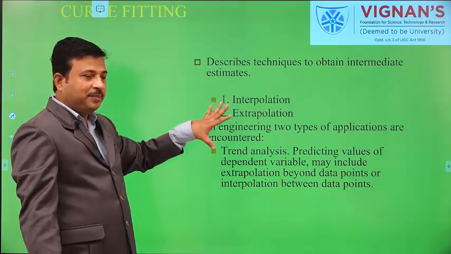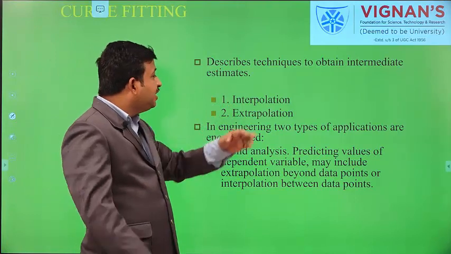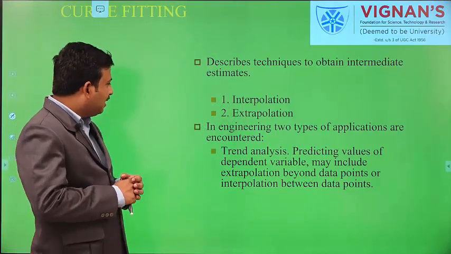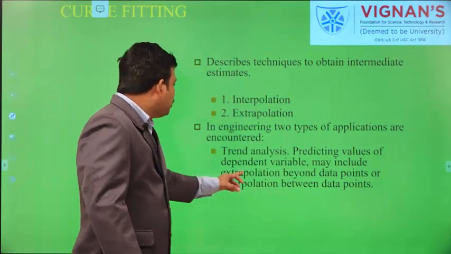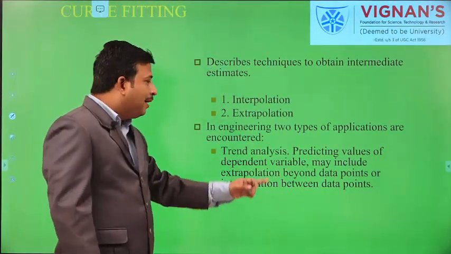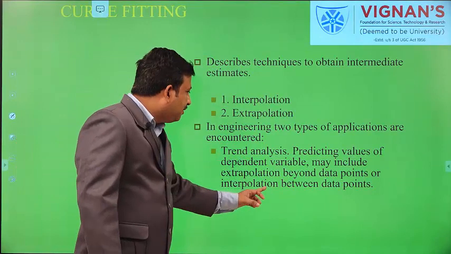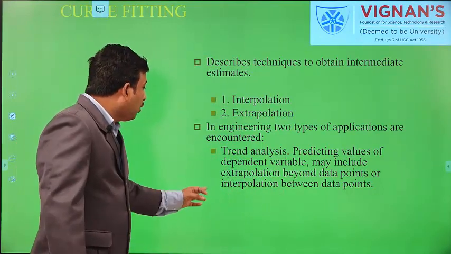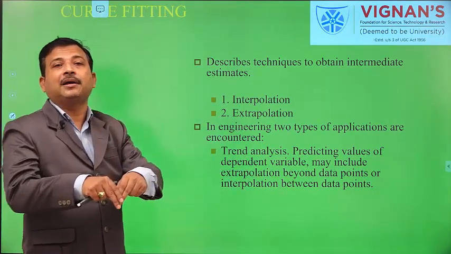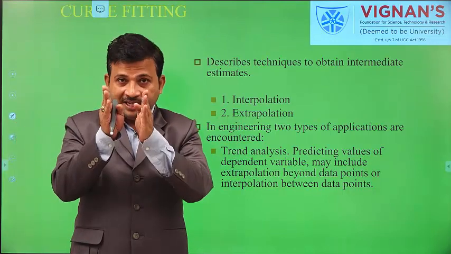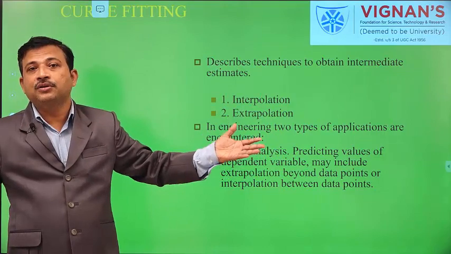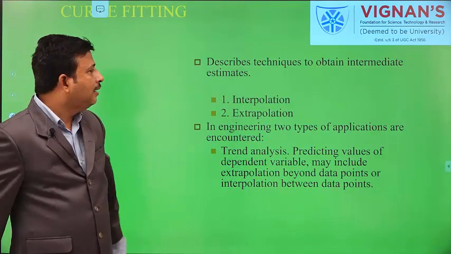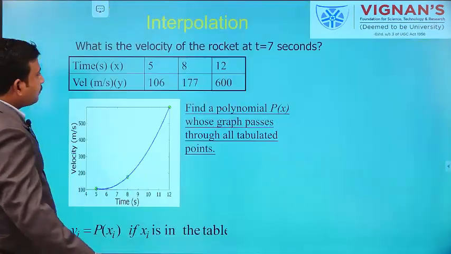So for all these purposes, we use the numerical methods. In engineering, two types of applications are encountered. Trend analysis: predicting values of the dependent variable may include extrapolation beyond data points or interpolation between data points. Between data points, if you are finding any points, you use interpolation. Outside the interval, you get extrapolation. That is what I told you, right?